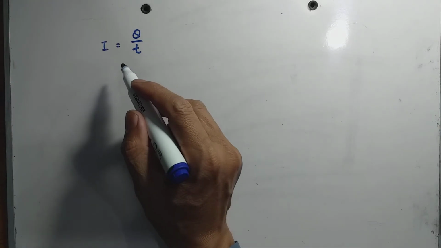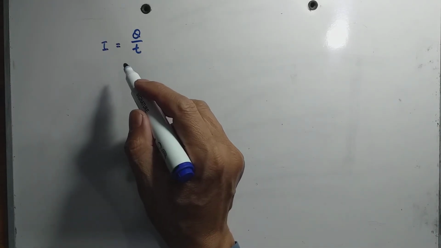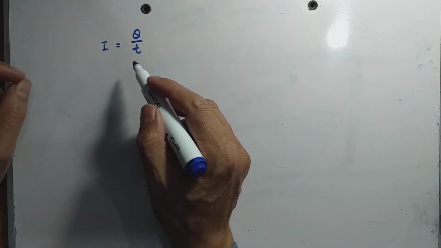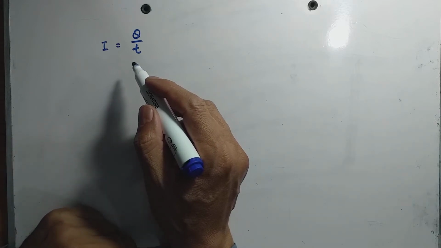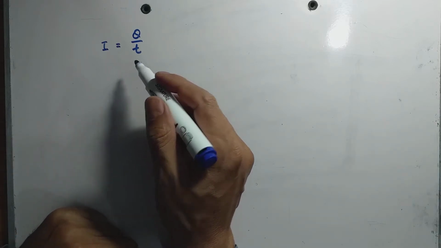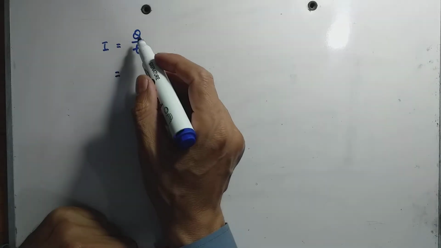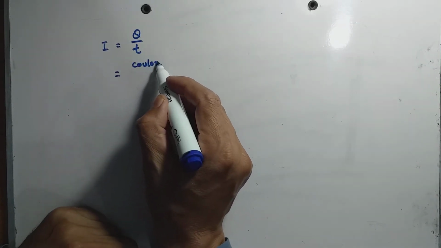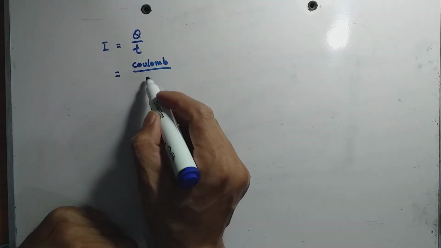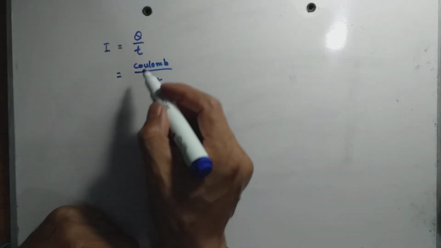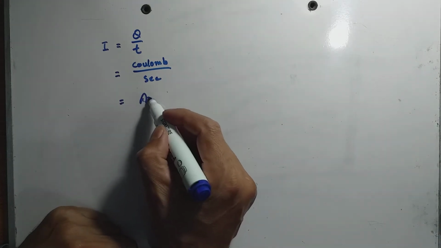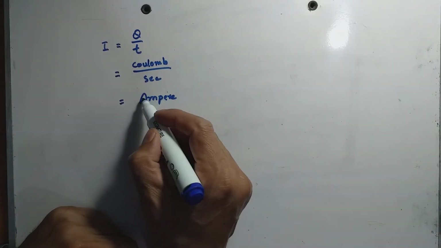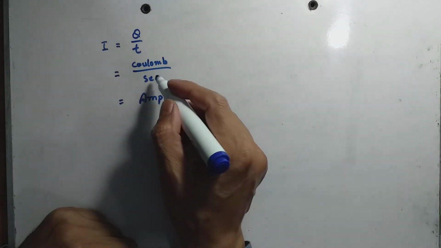So how can we define the electric current? The rate of flow of charges through the cross section of a conductor is called electric current. The unit for electric current is ampere. If you put the unit of charge, which is coulomb, and the unit for time, which is second, then coulomb per second is called ampere.